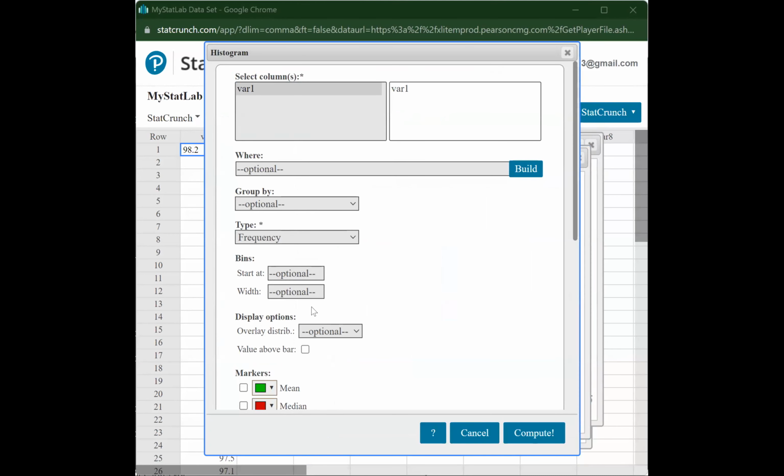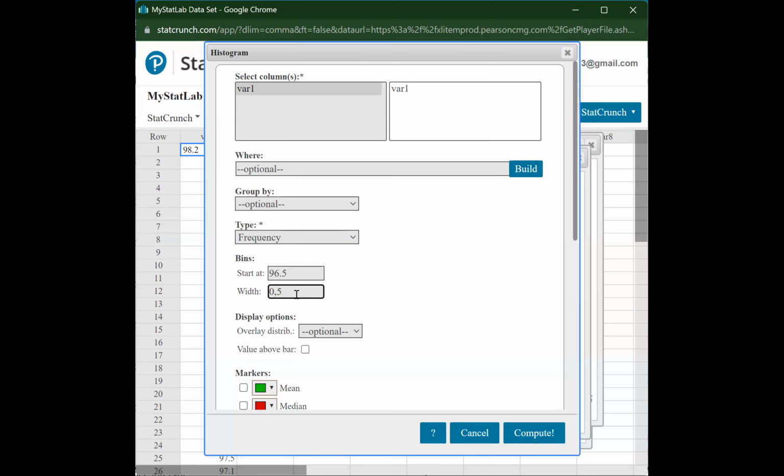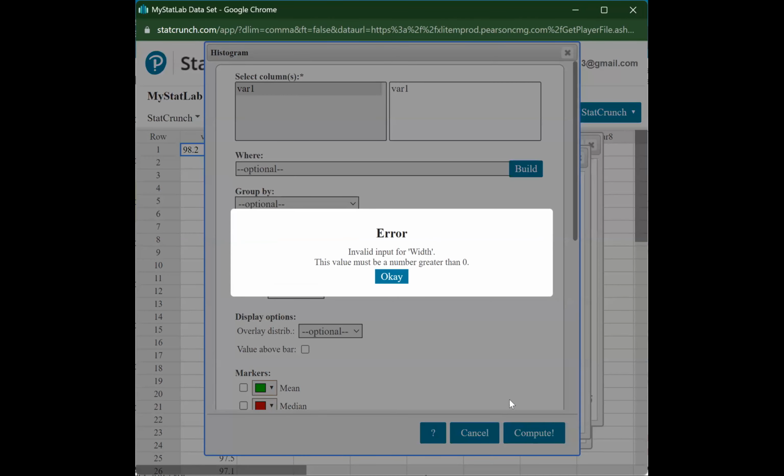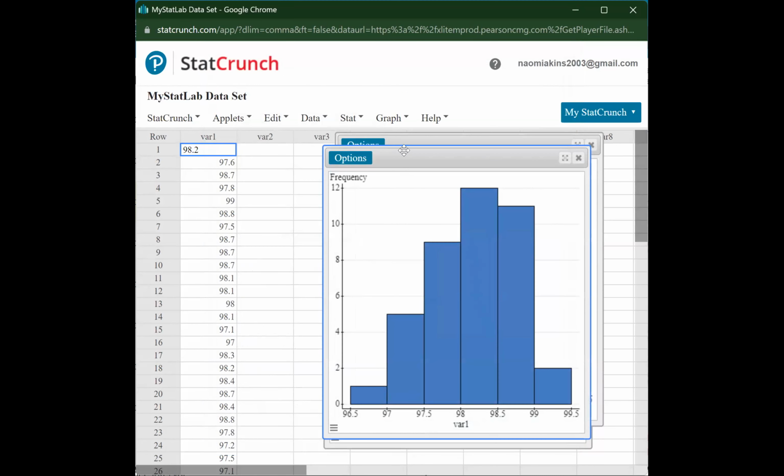So we want to start at 96.5 and go up by 0.5, it looks like. You probably can't see some of these things. Go by 0.5. Width. Why does it not like that? It's greater than zero. It is greater than zero. Oh, I got a comma in there. All right. So now, can you see this histogram, the blue? Yeah, I can see it. Okay, so that matches option C, which I know you can't see, but I'm clicking on that anyway.